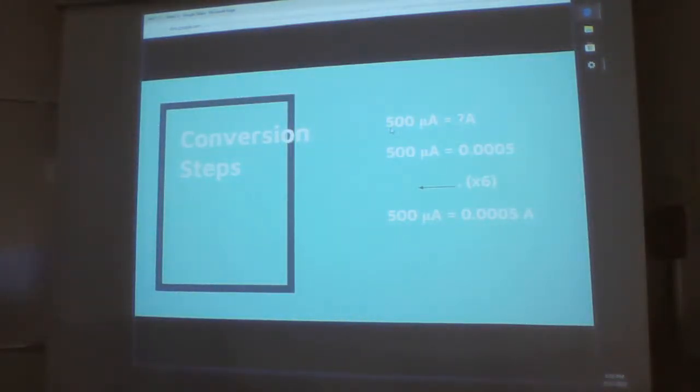So here, let's say we have 500 microamps. We want to know how much that is in amps. So we would take 500 and move the decimal 6 places to the left. In this second step, you can see the decimal point on 500 would be over here. If we moved it 6 places to the left, we would be at 0.0005 amps. So 500 microamps is the same as 0.0005 amps.